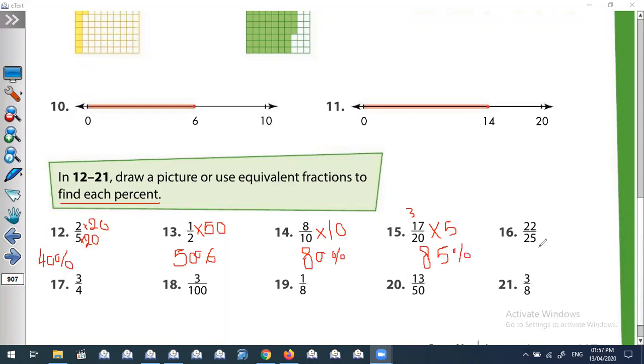25, to change 25 into 100, multiply by 4. Now 4 by 2, 8. 4 by 2 again, 8. 88%.